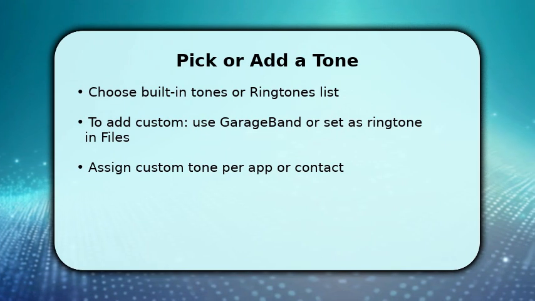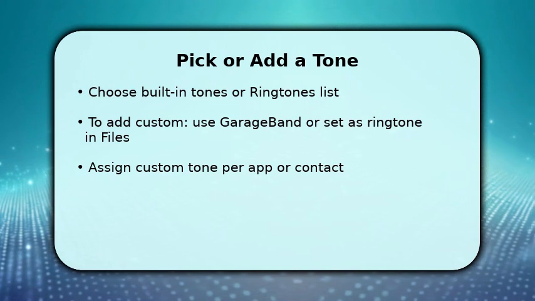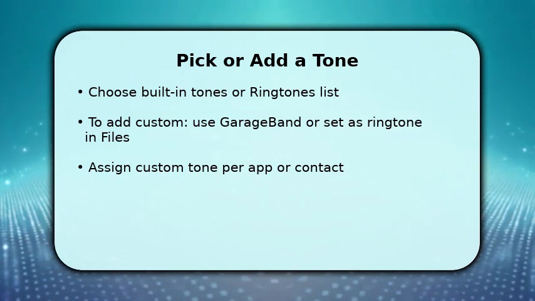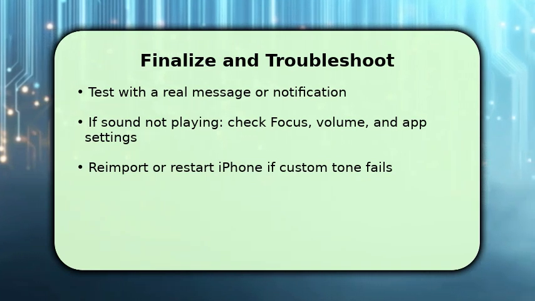Then assign it to the specific notification category or contact, so the system uses the new file for that alert type. Finish by testing a real notification. Send a message or trigger the app.